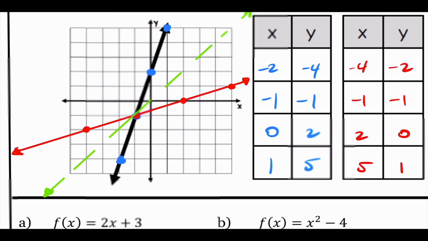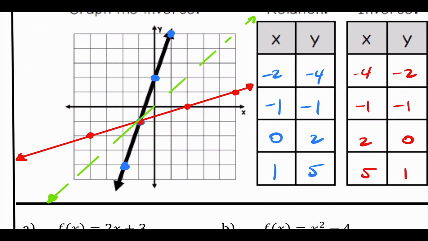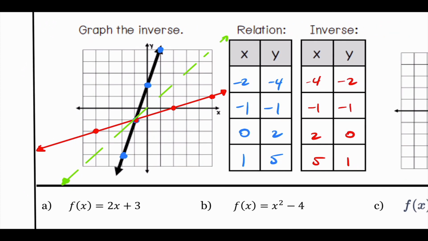Green is the reflection line. So these 2 dots are in the same spot on different sides of the green line. They reflect. These 2 dots are the same. They're the same spots on different sides of the green line. This dot here is in the same spot because it's on the green line. And then last, those 2. Okay. All right.